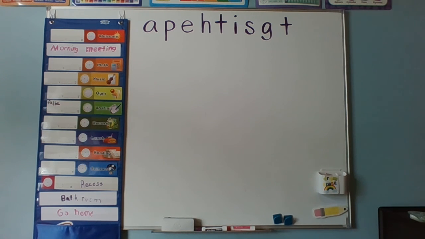Two and a half more minutes. You're halfway through. See if you can use that EA together. The EA can make the E sound. Think of any words you can make with the EA together.